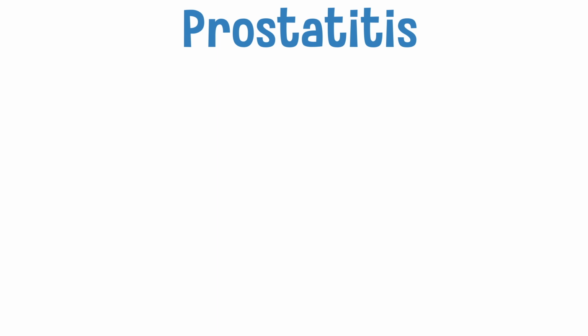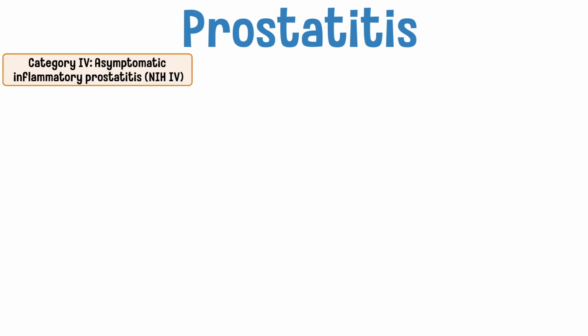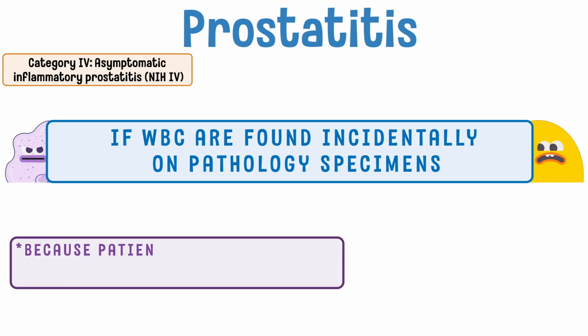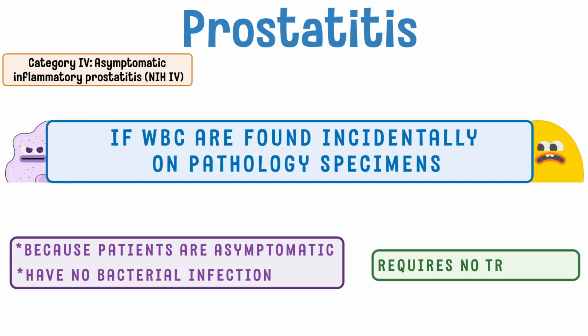Category 4 is asymptomatic inflammatory prostatitis. This diagnosis is made when white blood cells are found incidentally on a pathology specimen collected for rising prostate-specific antigen or abnormal digital rectal examination. As patients are asymptomatic and have no bacterial infection, no treatment is required.